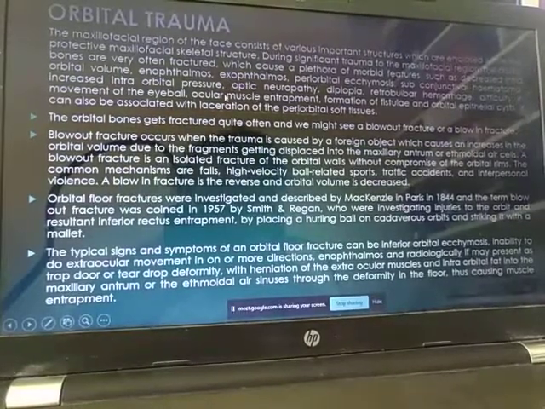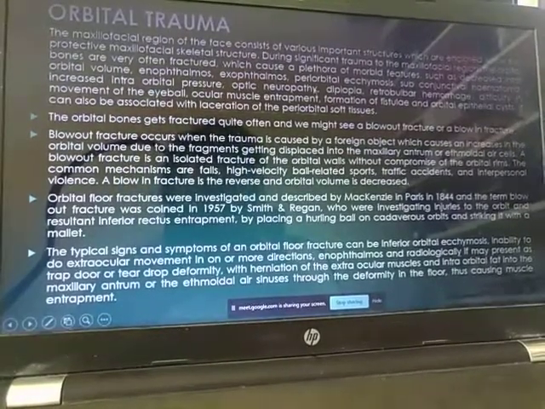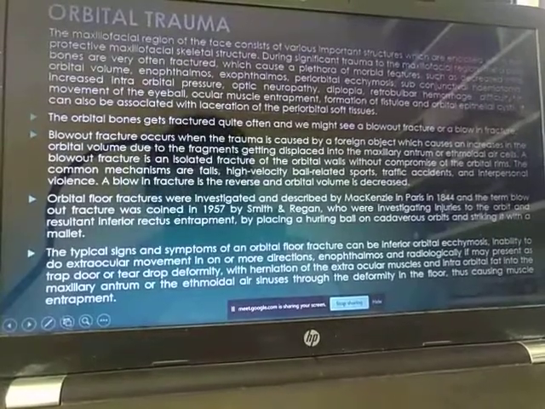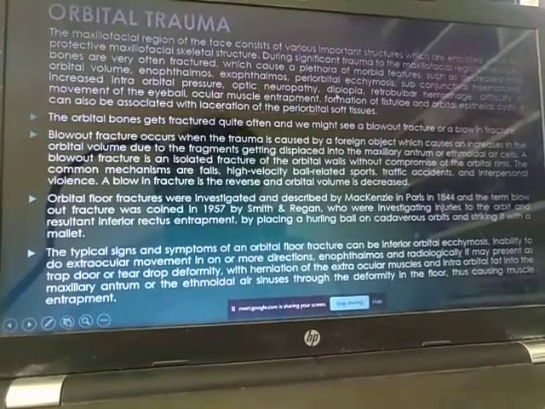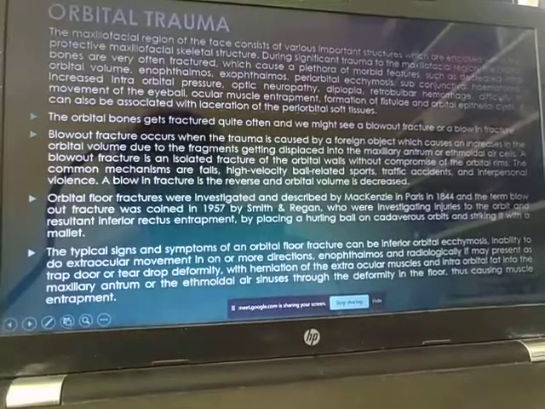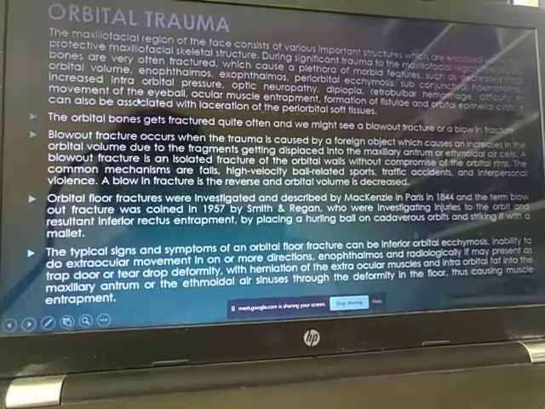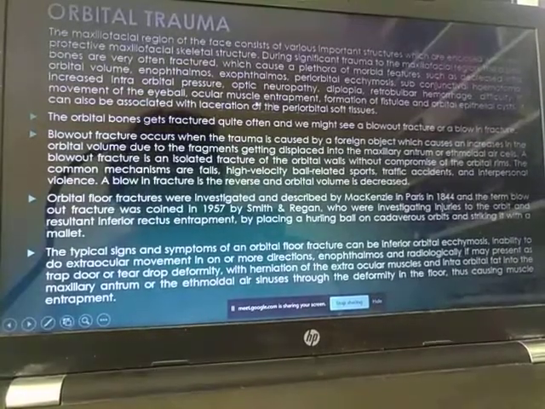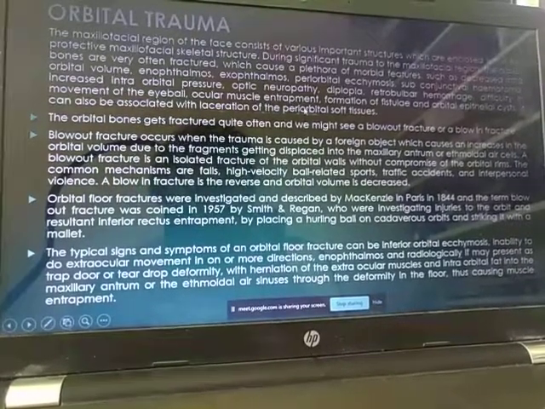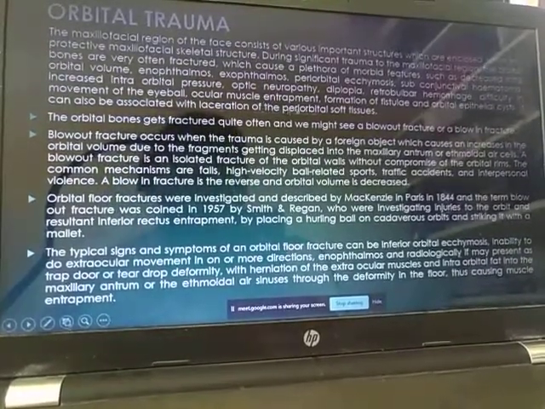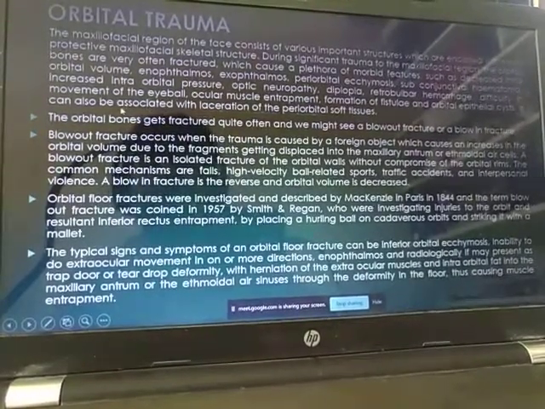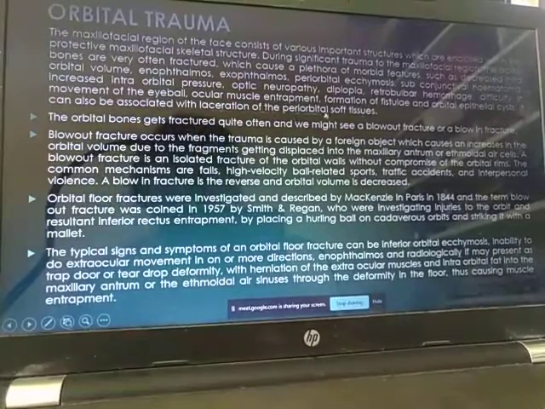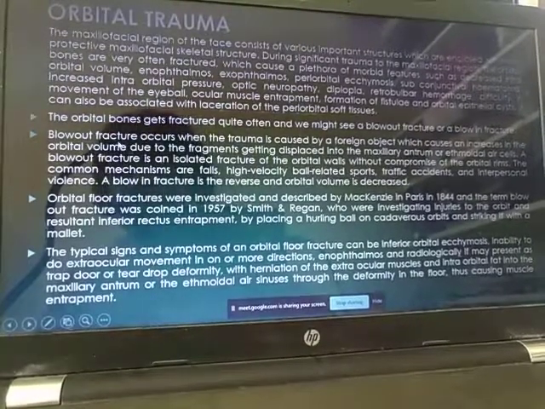It might also cause an exophthalmos, periorbital ecchymosis, subconjunctival hematoma, increased intraorbital pressure, optic neuropathy, diplopia, retrobulbar hemorrhage, a difficulty in movement of the eyeball, that is extraocular movements, ocular muscle entrapment, which henceforth causes extraocular movement difficulty, formation of fistula and orbital epithelial cysts. It can also be associated with laceration of the periorbital soft tissues.